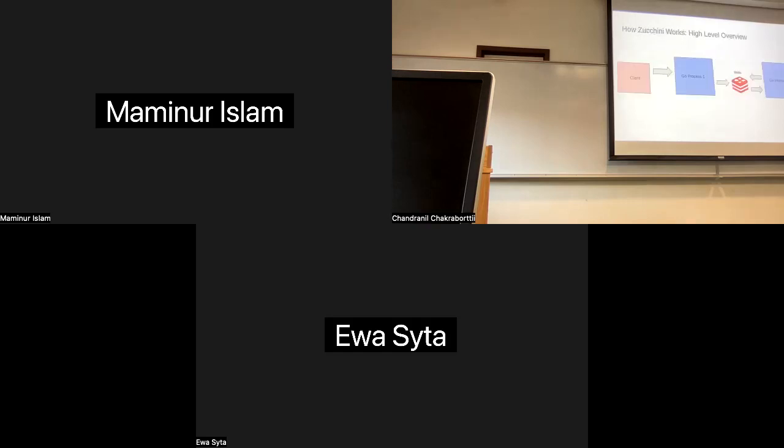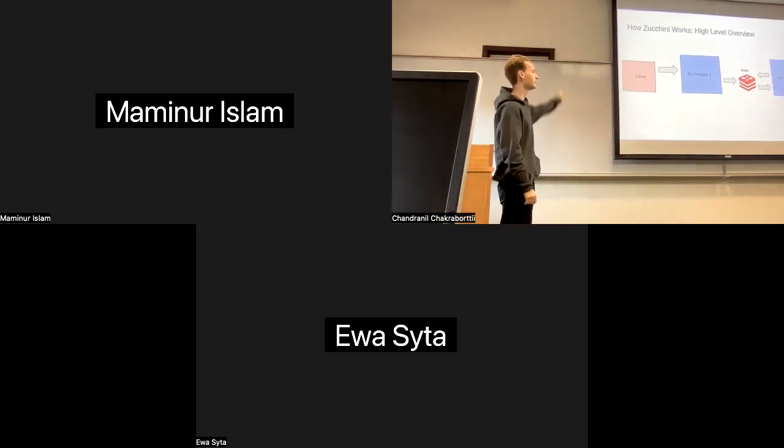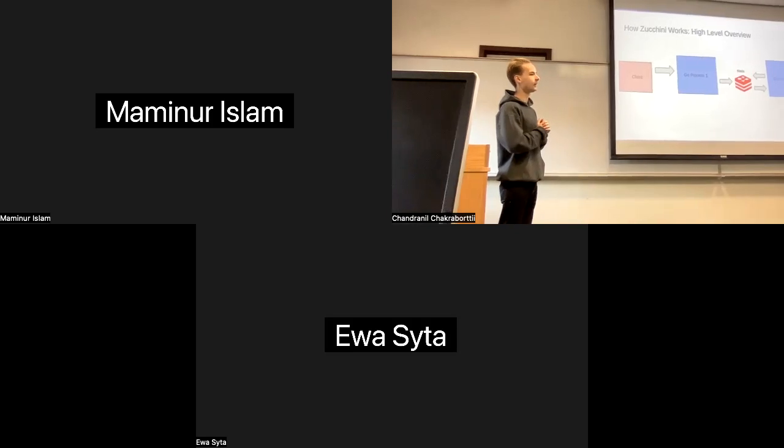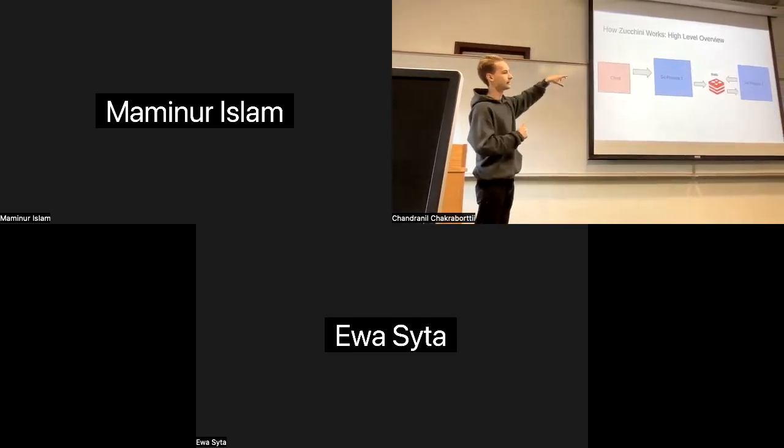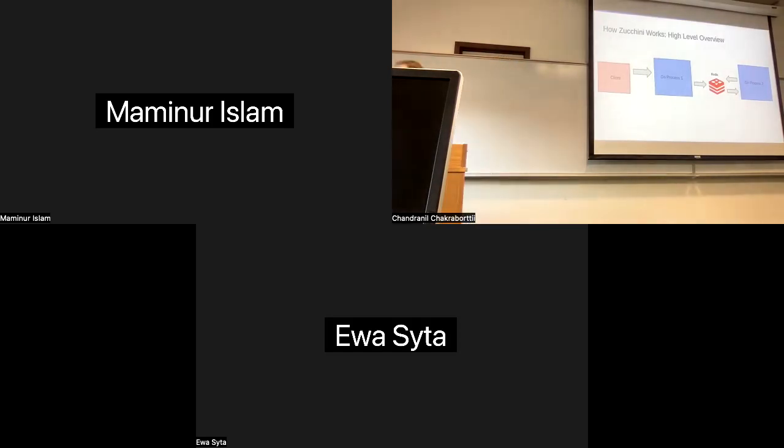So here's a high level overview of how Zucchini works. You have a client or multiple clients like we saw before, and they are communicating with a set of Go processes. One Go process is going to be responsible for executing the tasks and then streaming the results back into Redis, while the other Go process is going to handle dealing with the client long term.